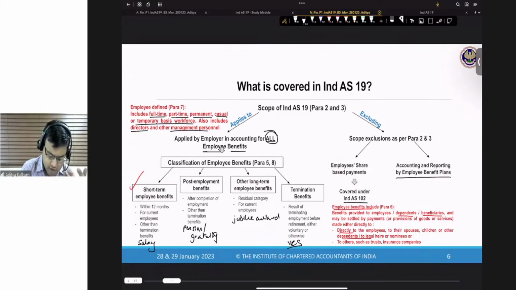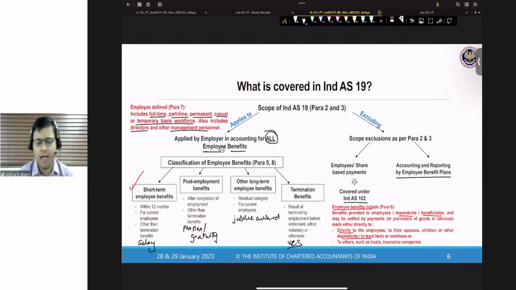employee benefits. Okay, so what all is covered we have seen. It excludes Ind AS 102, that is employee share-based payments, and it excludes accounting and reporting by employee benefit plans. Okay. So when I talk about classification of employee benefits, there are broadly four types. One is short-term benefits like salary and contributions. Okay, so these have to be paid off within 12 months. No discounting is needed. Then you have post-employment benefits like pension and gratuity. Then you have other long-term employee benefits and termination benefits. Okay, so these are the four broad categories under which we are going to discuss.